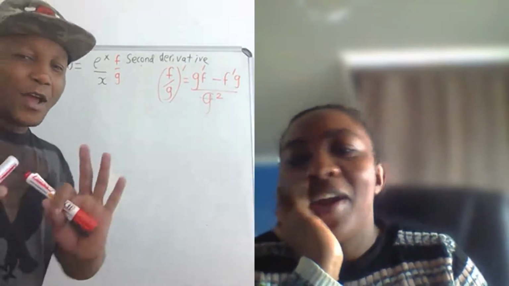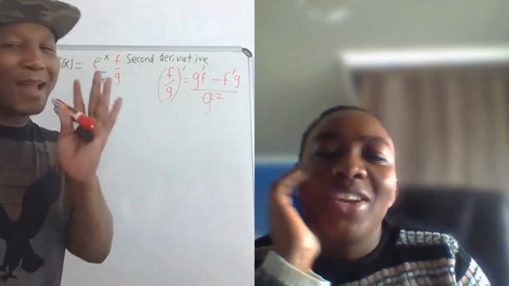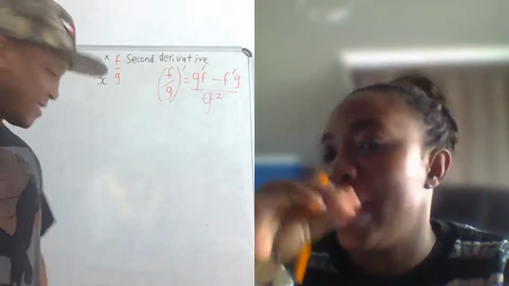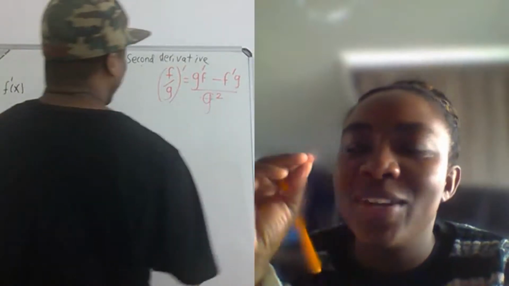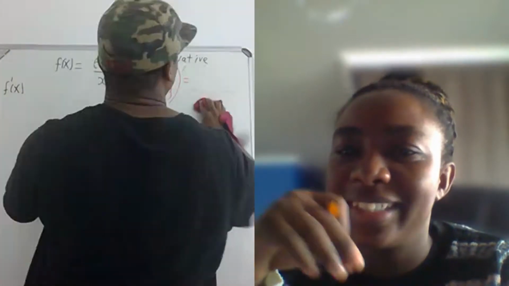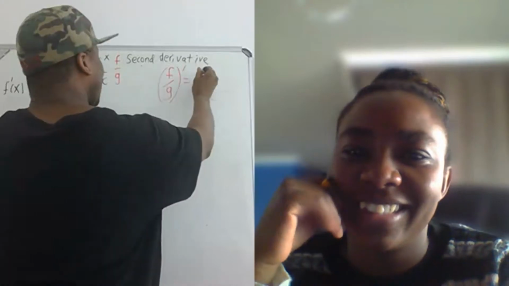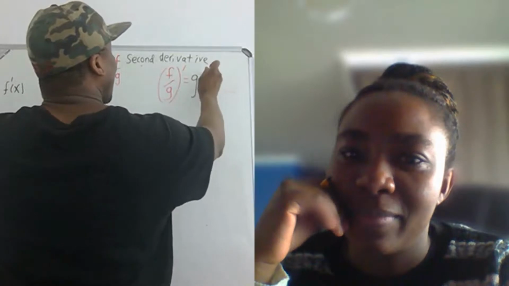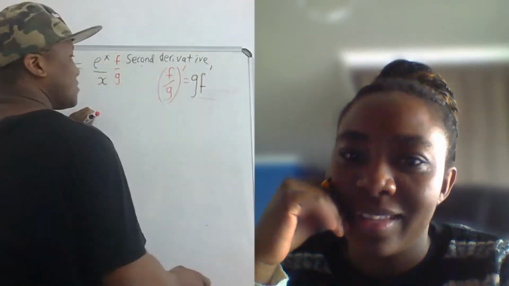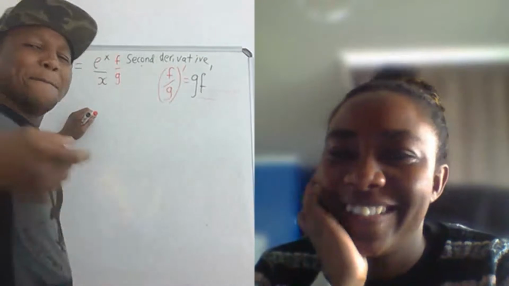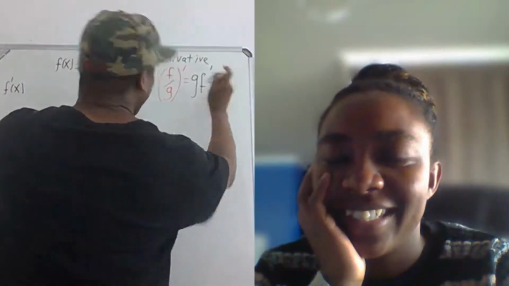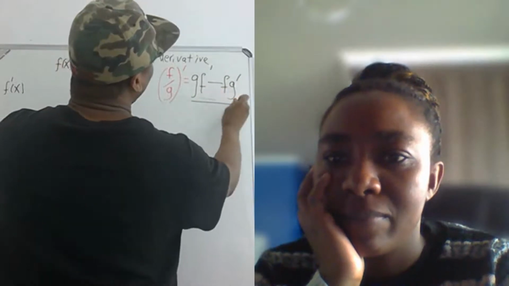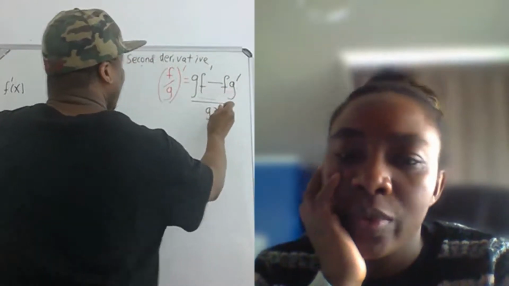It seems like your primes are sitting in the wrong places, because now it looks like that's a g prime. Okay, denominator constant. Differentiate the numerator. What is the numerator? f dash. Then it's a minus, not a plus. And then we switch: this is going to be f and then g prime. And then over the denominator squared.